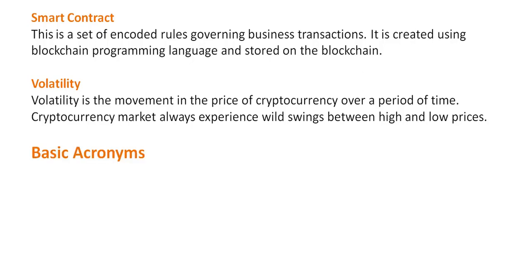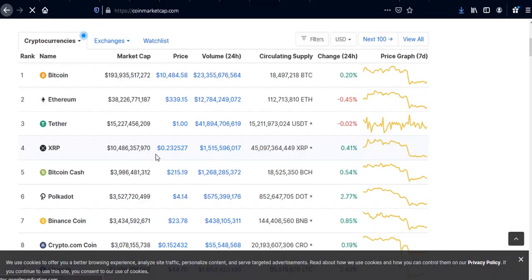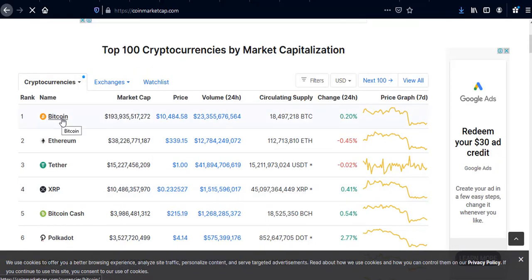So we have some basic acronyms to master as well. We have ATH, and this means all-time high. This is the highest price a cryptocurrency has ever reached. So let's see what all-time high actually is here. We are using Bitcoin as an example.